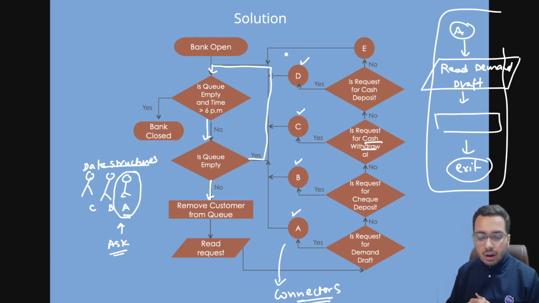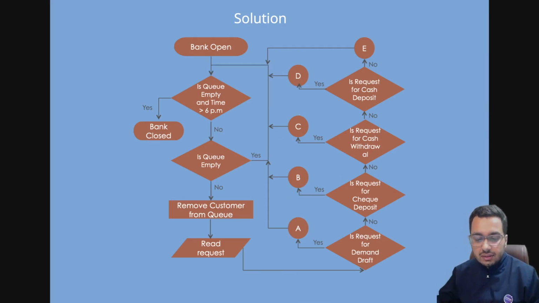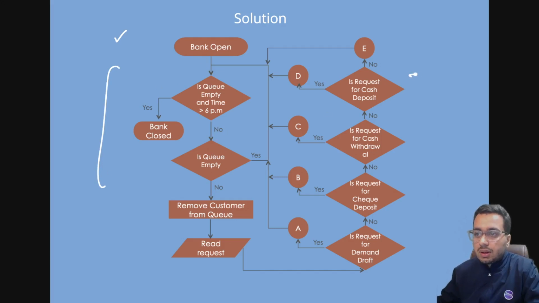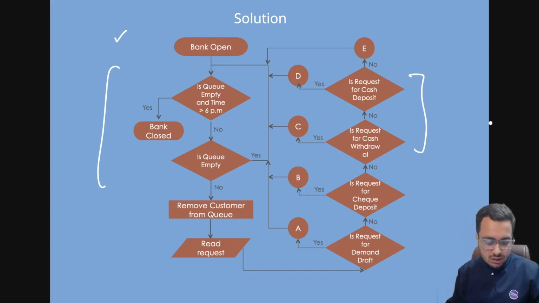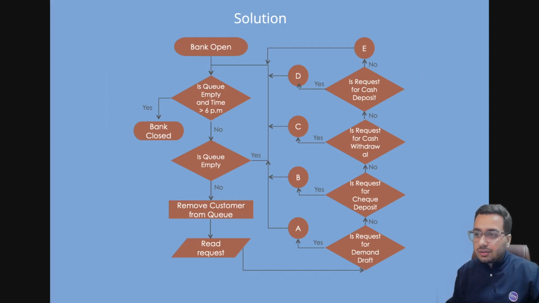For now, we have to understand that this is a high level overview of how a flowchart for a bank employee would look. The bank employee would wait for customers in the queue. The queue would be there if the bank is open, and for that there is a certain time. And yes, that's how the flowchart would look. I hope you have understood this flowchart, and that's all for this video.